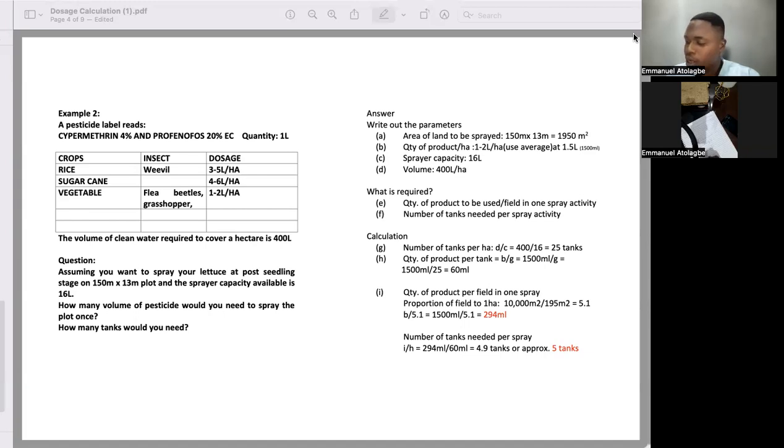1,500 mil divided by 5.1 will give us the amount that is required to do one spray, not per knapsack, just one spray. This is necessary because if you have a larger tank, you can easily mix and complete your spraying. So 1,500 mil divided by 5.1 will give you 294 mil. That is the dosage required to spray 1,950 at once.